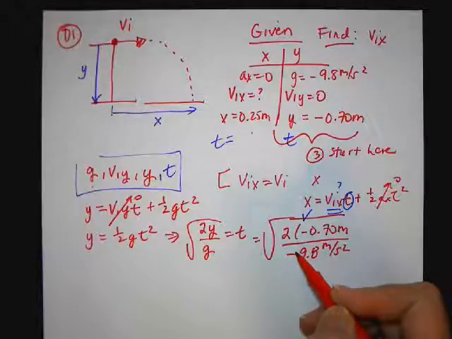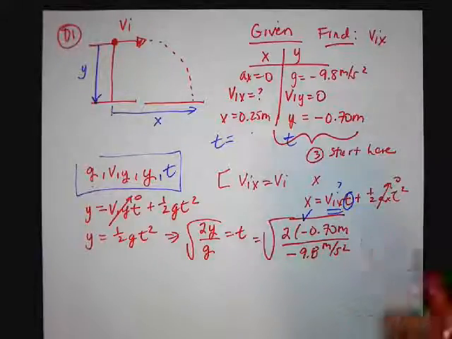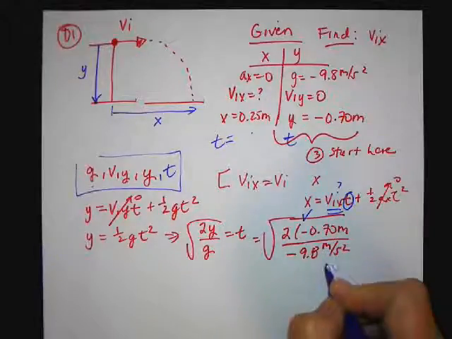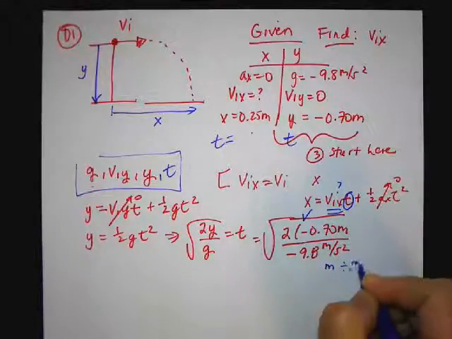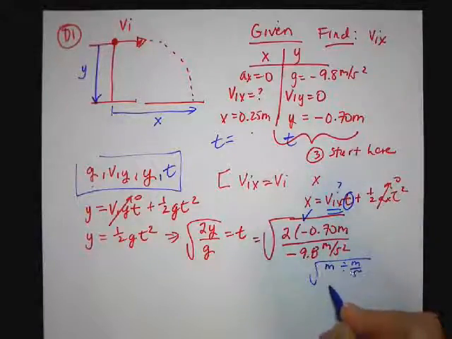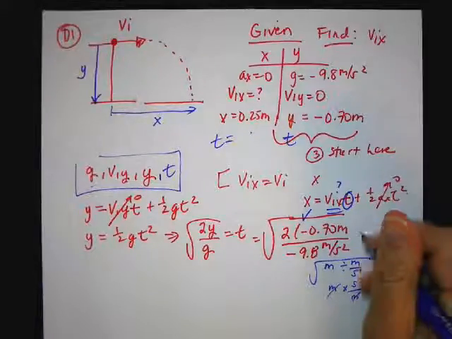And if I carry my units through and cancel them, it checks my work. So a meter divided by a meter per second squared under a radical is the same as a meter times a second squared over a meter. These cancel, so the square root of a second squared is a second. Is that the correct unit for time? Yes.